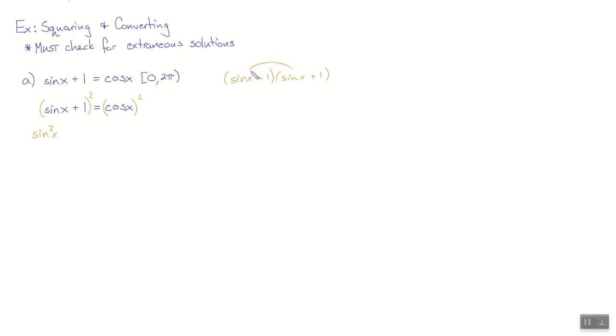Here's my sine squared, plus a sine x, plus another sine x. So it looks like plus 2 sine x. And then finally our plus 1. And allegedly that is equal to cosine squared x. Cool. Now we might have just found some nonsense answers, and we will deal with them. But notice what just occurred.